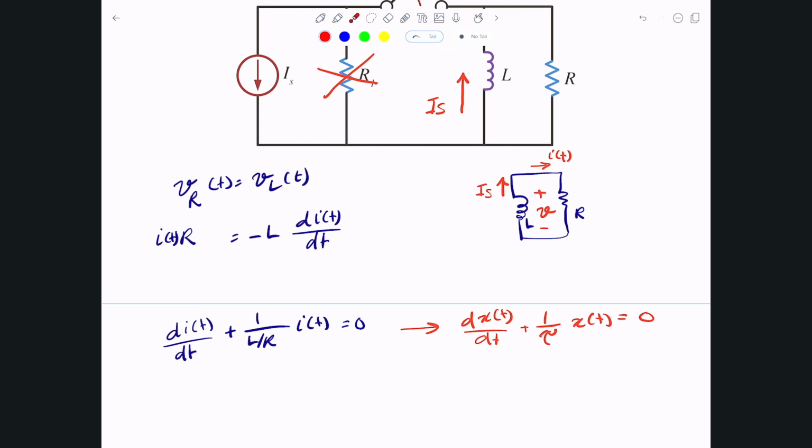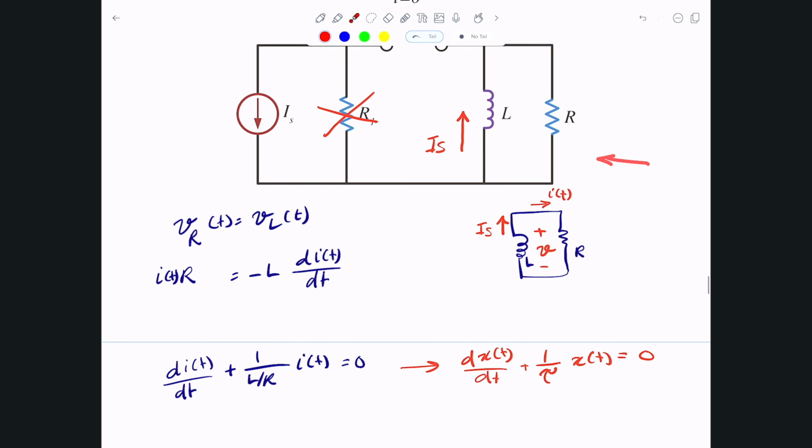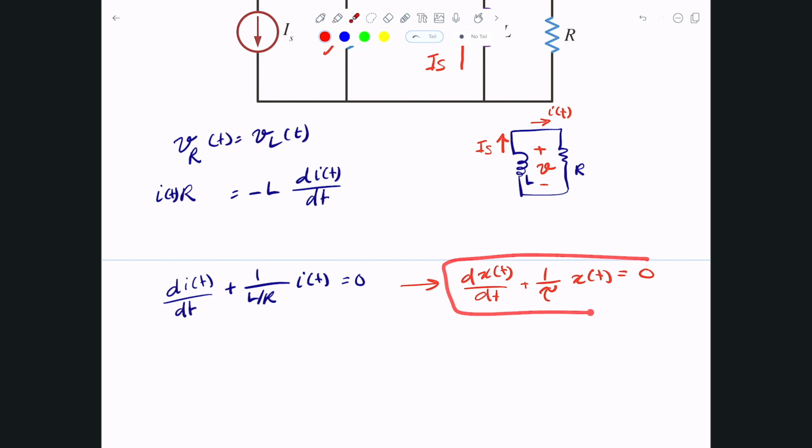So it's a first order differential equation, and again it's first order because if you take a look at the circuit, all we have is one energy storage element. We don't have two, so one energy storage element connected to a resistor, so it's a first order circuit. And this is the differential equation that describes this particular circuit, and it's of this general form.